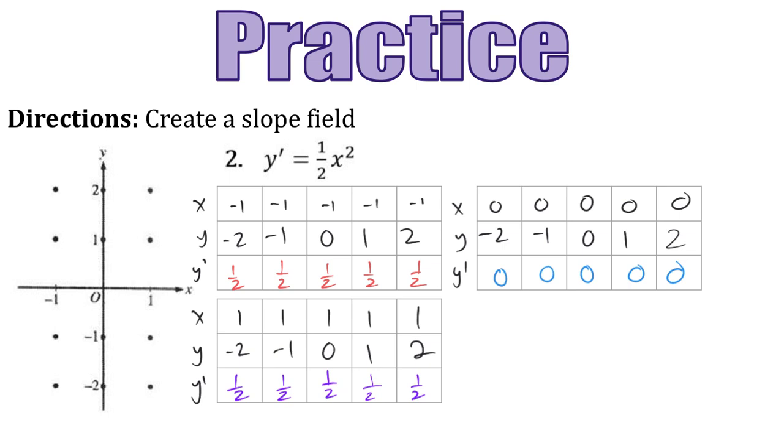So this slope field should be pretty easy to create. We're going to find the angle for 1/2, so up 1 over 2, and then we're going to use that for everything over in the -1 column and everything over in the +1 column, and then the slope for each of these values is going to be 0 along the y-axis.